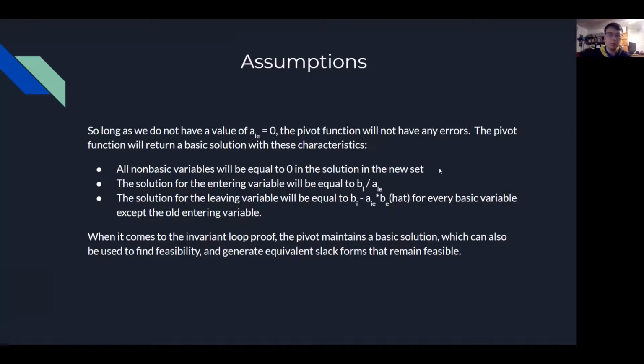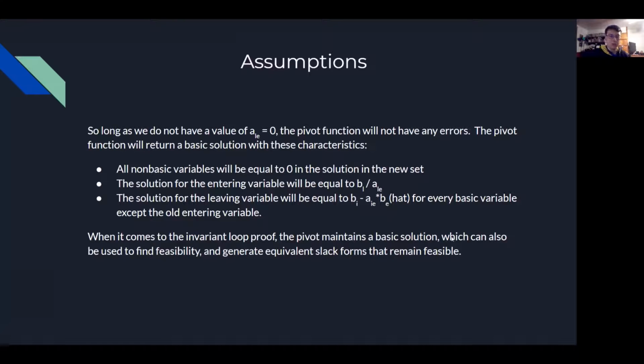All of the non-basic variables can be equal to 0 in the solution. And then the solution of the entering variable will be equal to the original slack value at index L divided by that coefficient we talked about earlier. And the solution for the leaving variable will be equal to the old slack at index I minus the coefficient at I of E instead, times what they denoted as B at index E hat, which is the new slack variable at index E, for every basic variable except the old entering variable.